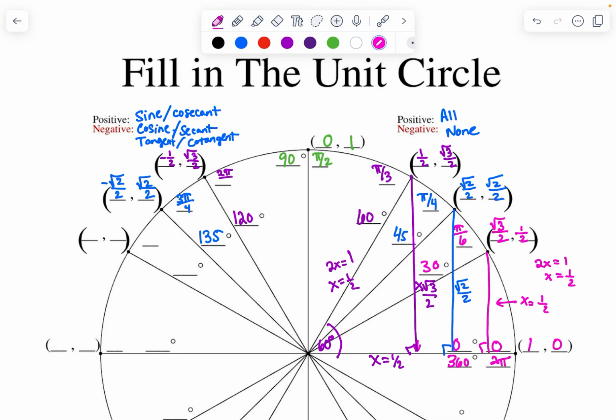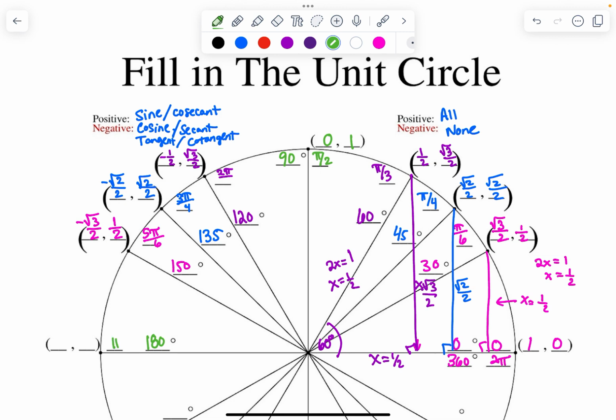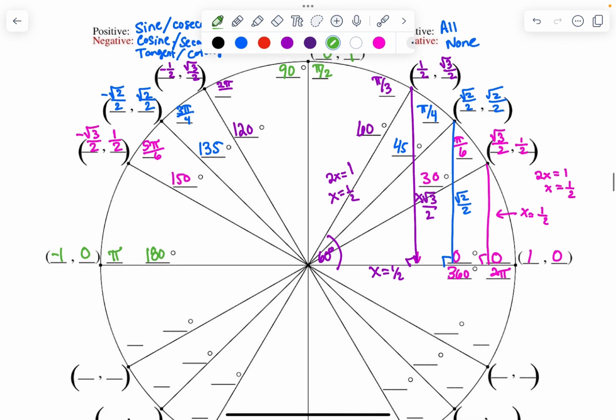And then over here, this is our reference angle for the 30 degrees. So 180 minus 30 gives us 150 degrees, or 5 pi over 6 in terms of radians. So again, the x value over here is negative, the cosine, the y value is positive. And then if we come all the way around to here, this is your 180 degrees, or pi radians. And so now we're at negative 1, 0 for our coordinate pair.